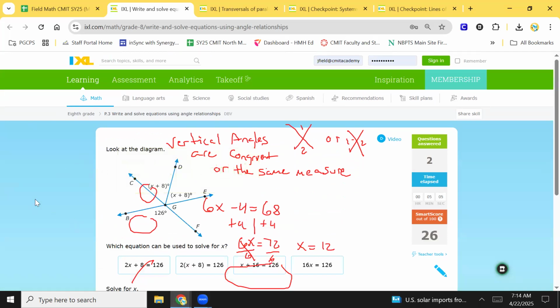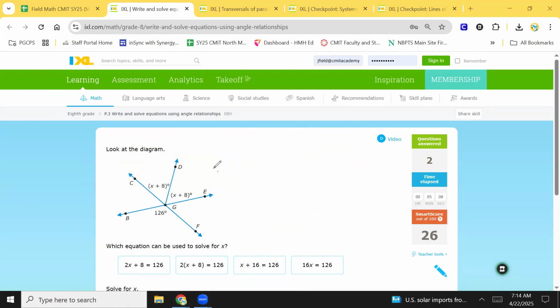All right. Now we're moving right along. We can see this one is trying to trick us, but we have two intersecting lines, and we can see that we have one angle made up of these two things, and one angle is here. And so we can add these two angles together, x plus 8 plus x plus 8, and that's one side, and then the other side is 126. And we have an equation to solve. 2x plus 16 equals 126.